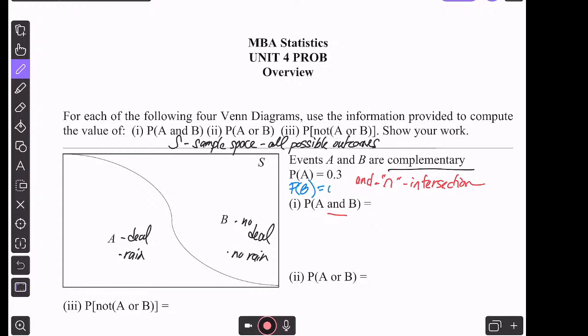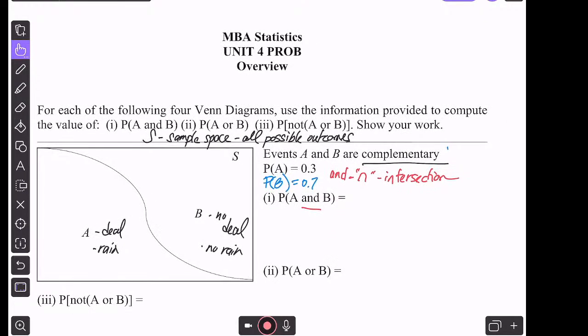So it's going to be 70% because A and B are complementary. That means that the chance of A plus the chance of B makes 1. Okay, so that's what complementary would imply. It implies all these things, but that's one.